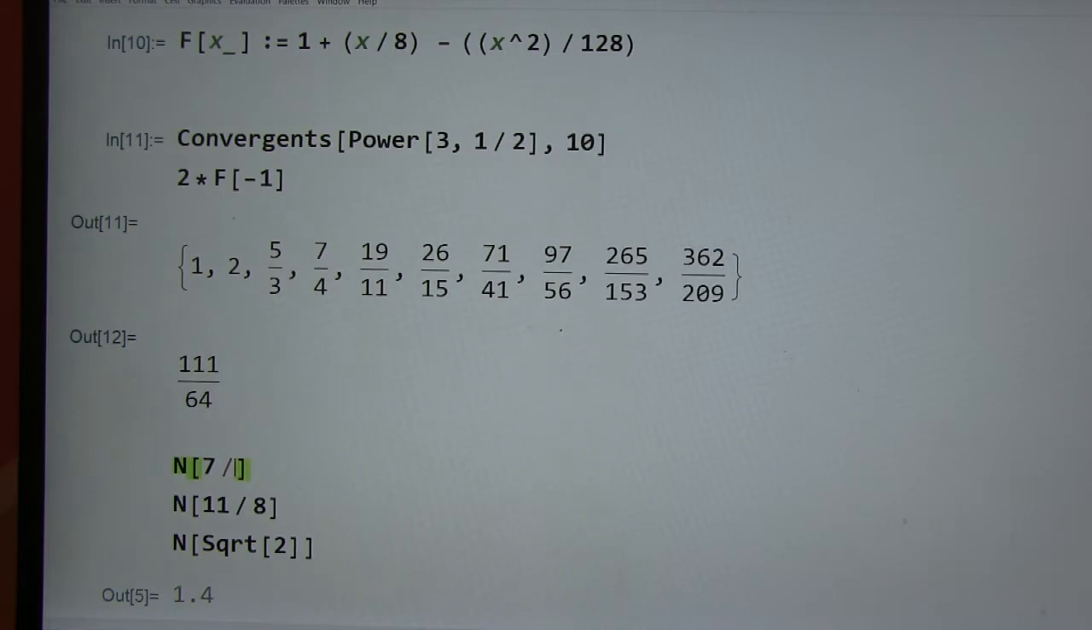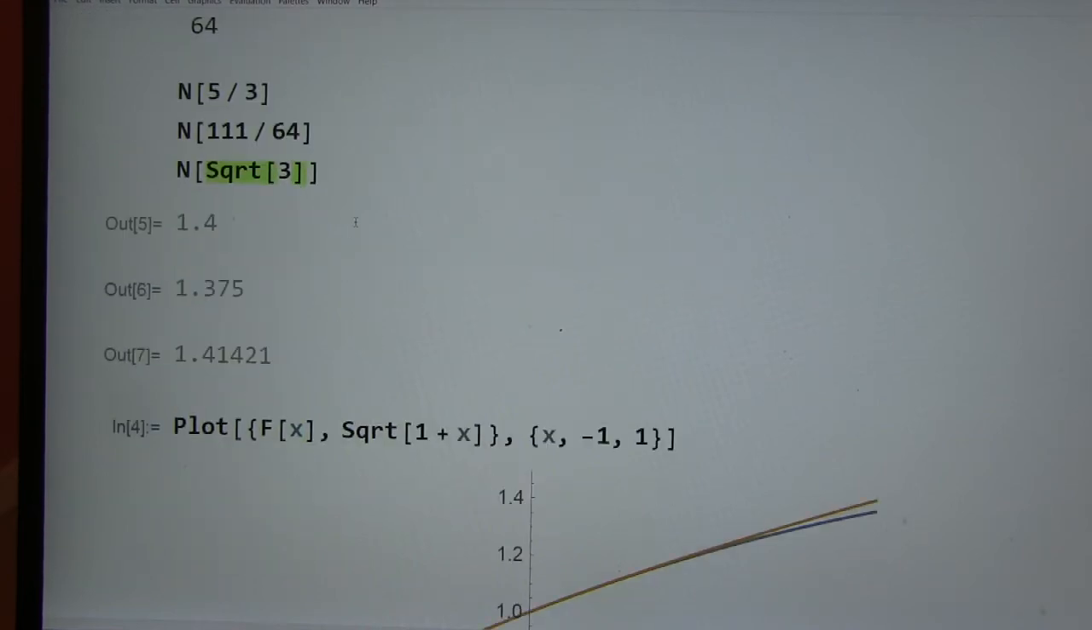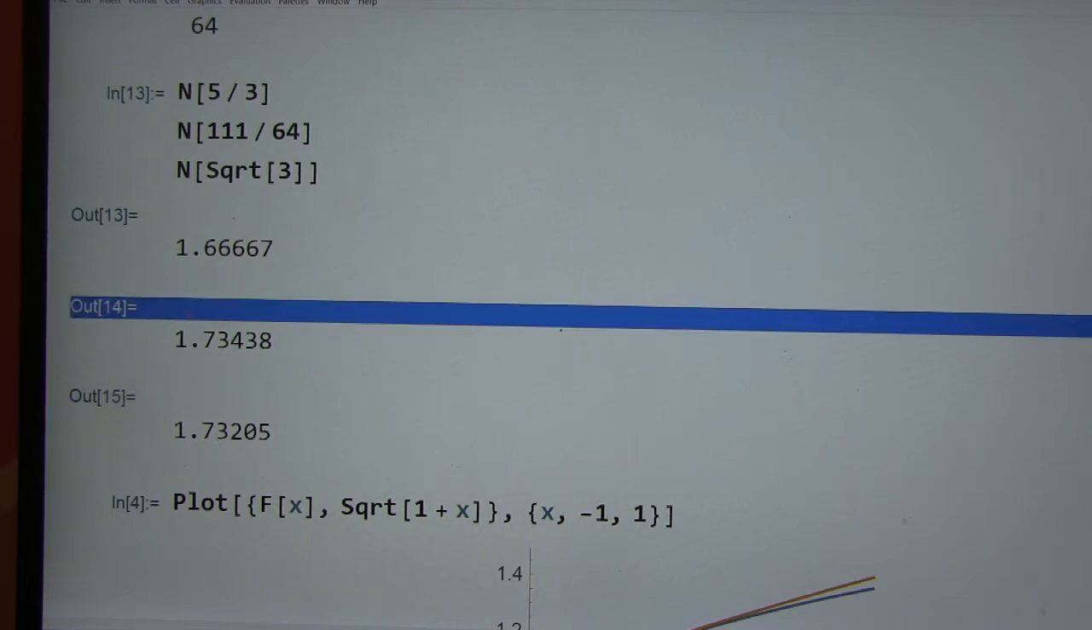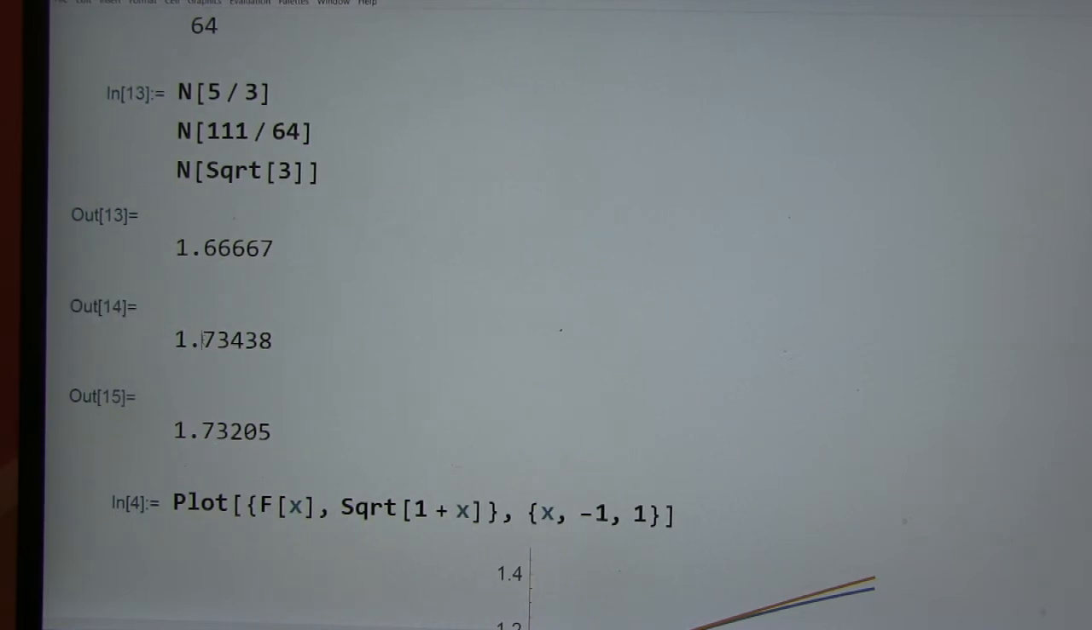So let's see. 5/3. Certainly a much simpler fraction than 111 over 64. Yes. And then we'll do the square root of 3, then scroll up so it's around the screen. All right, well, let's see. This is the square root of 3. And then it looks like actually 111 over 64 is better. Oh, okay. Well, that's neat. So it's the third term.